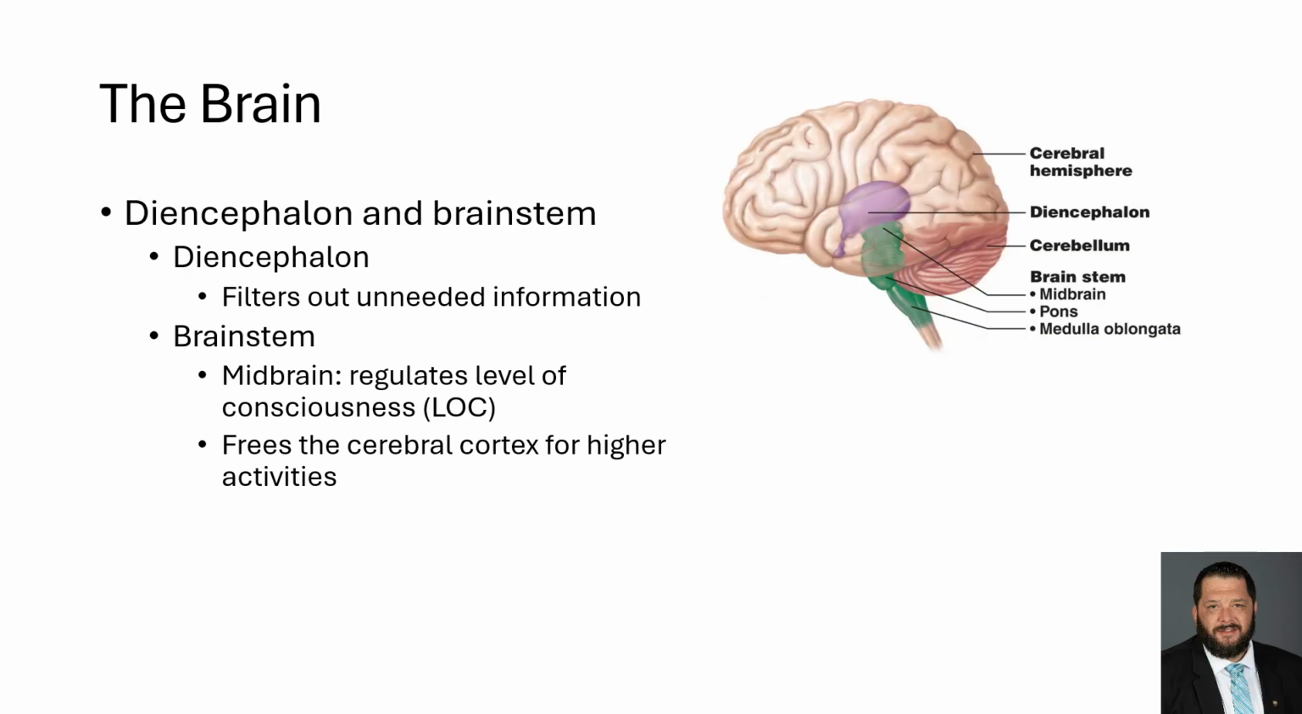Moving deeper into the brain structure, we have the diencephalon and the brainstem. The diencephalon helps filter out unneeded information, and the brainstem is responsible for most of the body's core functions. The brainstem can further be divided into the midbrain, the pons, and the medulla oblongata. The midbrain helps regulate levels of consciousness and frees the cerebral cortex for higher activities such as cognitive thought and processing.